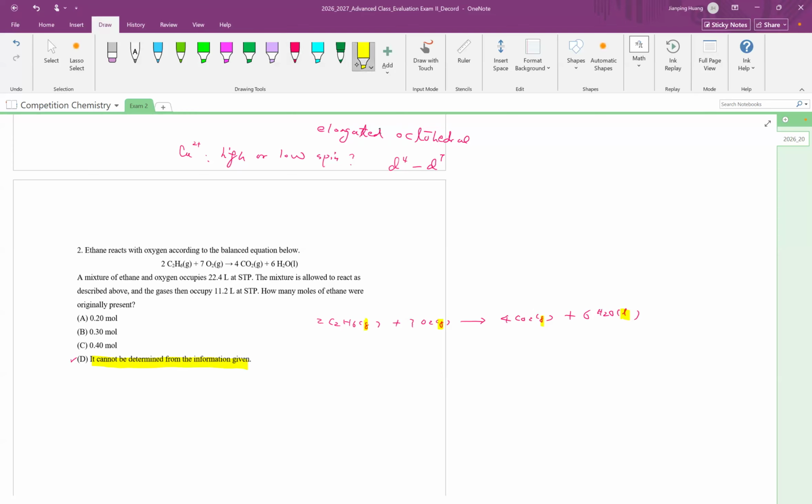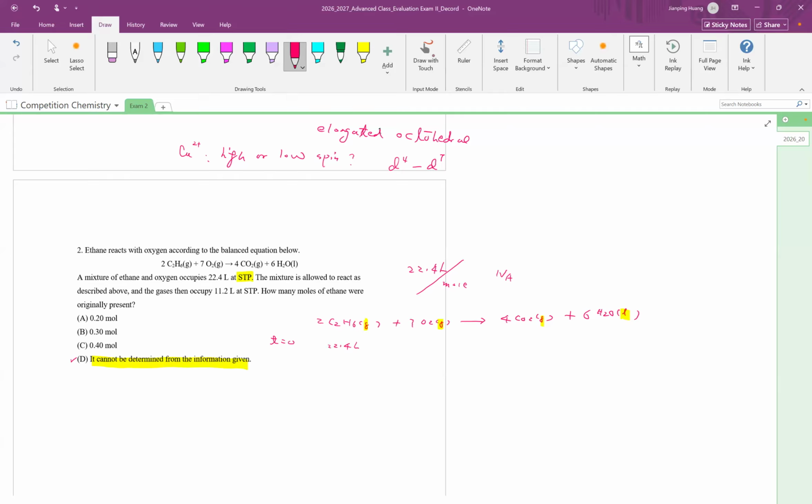The second one, when you see STP, I suggest you treat it as a constant. Why? Under STP, any one mole of gas occupies 22.4 liters, with Na molecules. So treat this one as a constant. Now, in this case, initially you get 22.4 liters.